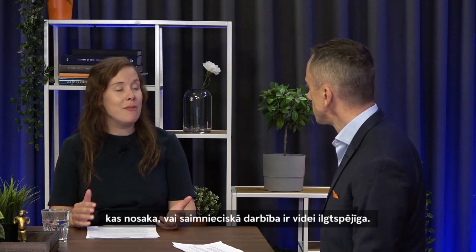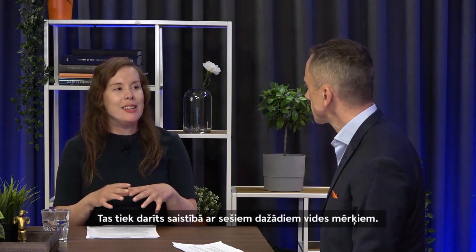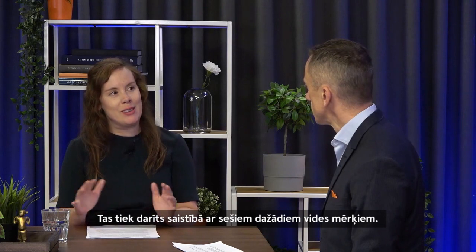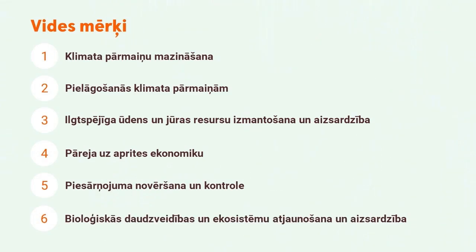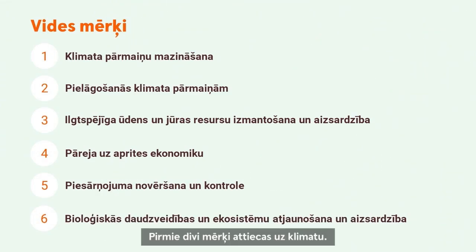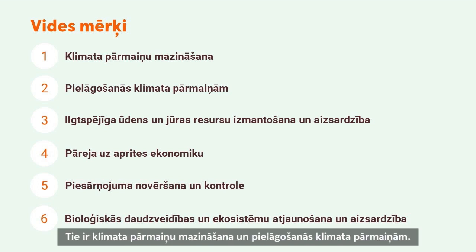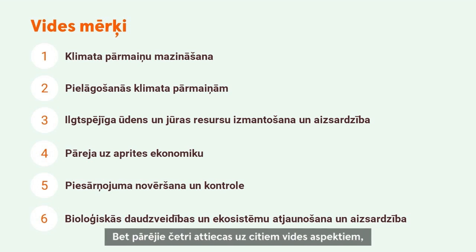What is the taxonomy? So the taxonomy is an EU classification system which defines when an economic activity is environmentally sustainable. This is done in relation to 6 different environmental objectives. The first 2 objectives relate to climate, so climate change mitigation and climate change adaptation. And the other 4 relate to other environmental aspects, for example, biodiversity and circular economy.